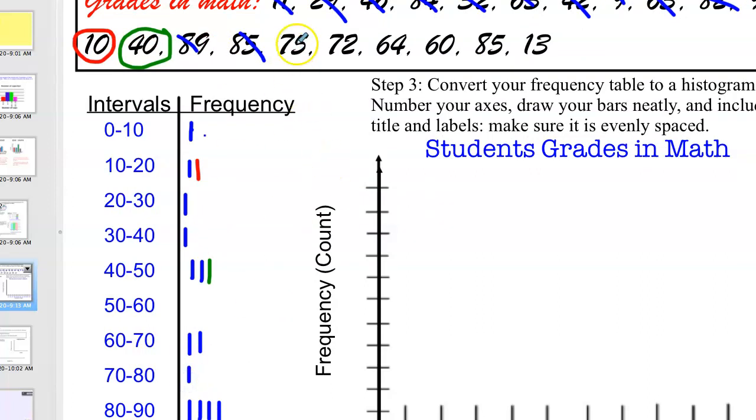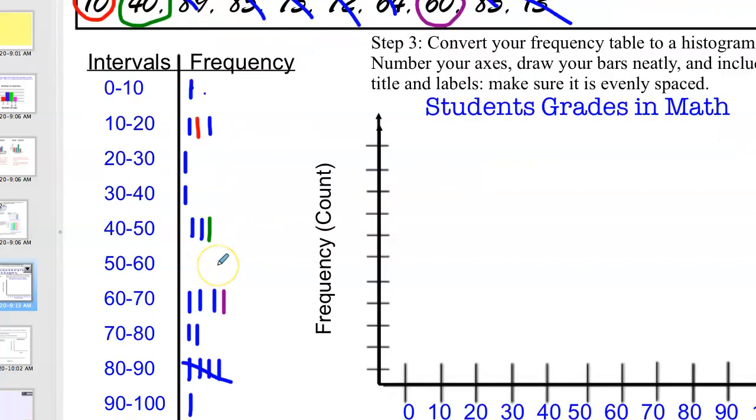Then I have 75, 72, 64. All right, 60. Where will that go? Okay, 60. 50 to 60, not including 60. So 60 to 70 is where that 60 will go. 85 will go between 80 and 90, and I'm on my fifth one. So typically we put a slash this way, and then 13 is my last number.